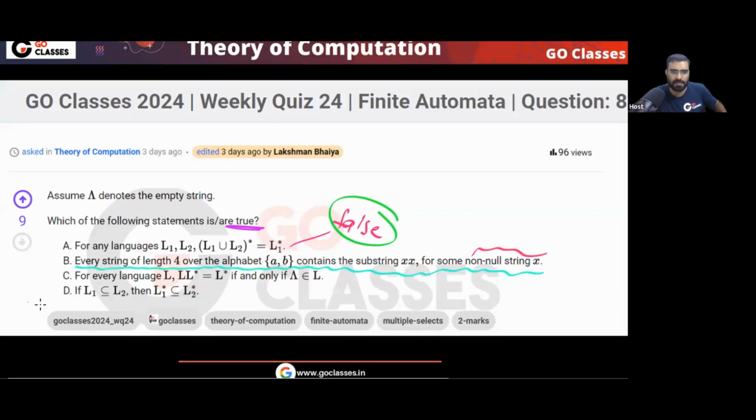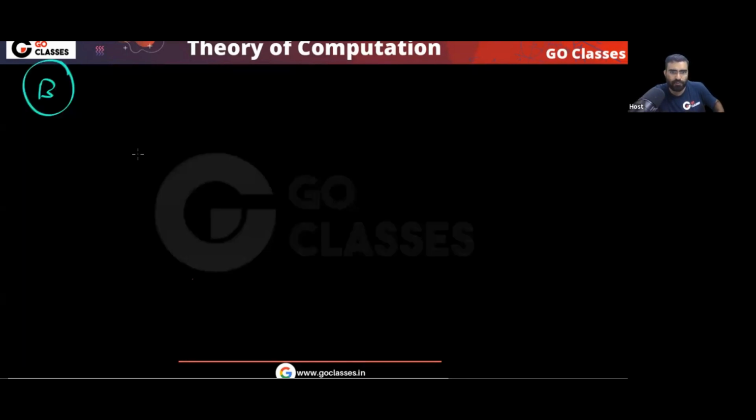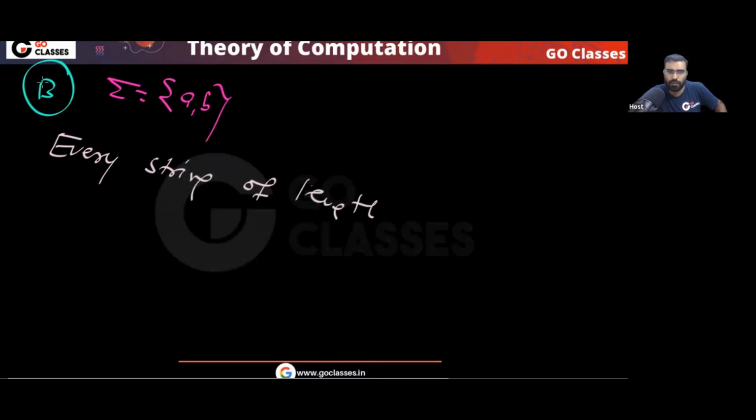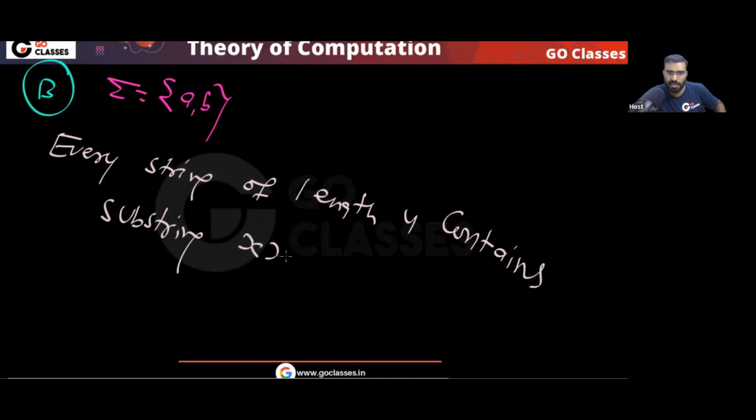Did you find this option interesting? This is saying that every string of length 4, where your alphabet is A, comma, B, whatever string of length 4 you create, every string of length 4 contains substring xx, for some non-null x. So first you understand this and then you try to prove it.